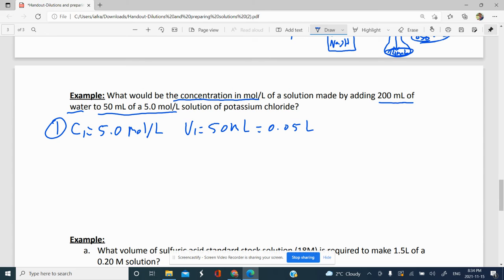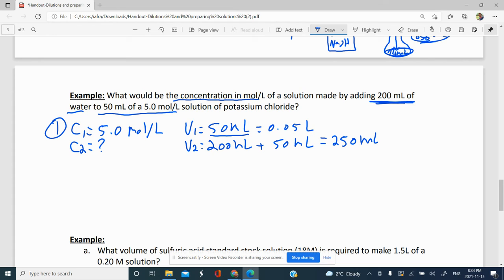Now, we want to know what the new concentration will be if, to this 50 mils, you've added 200 mils of water. So in other words, your volume was 50 and you added another 200 mils. So now your new volume is 200 mils plus 50 mils. We're assuming the volumes are additive here. That means that they add together. They don't always, because of different densities and reactions and space that they take up, but we're assuming that they do add up here to 250 mils. So that's our new volume.